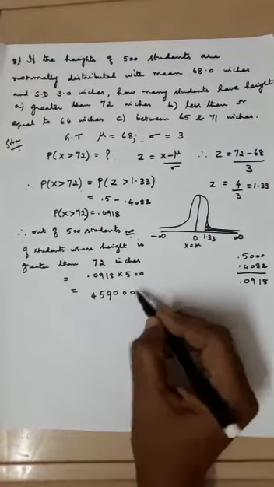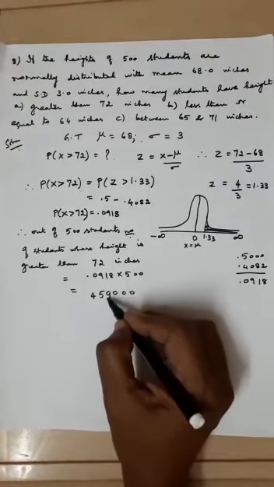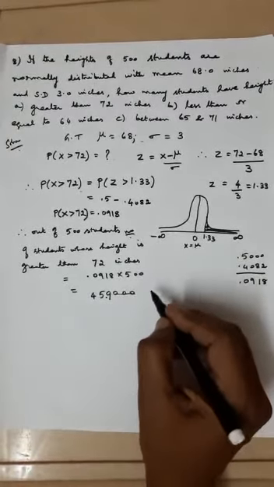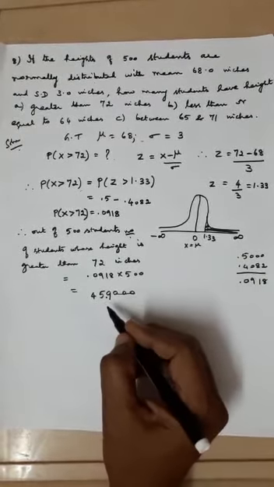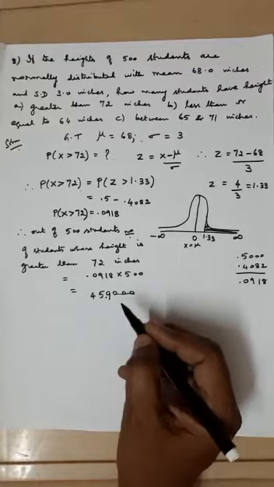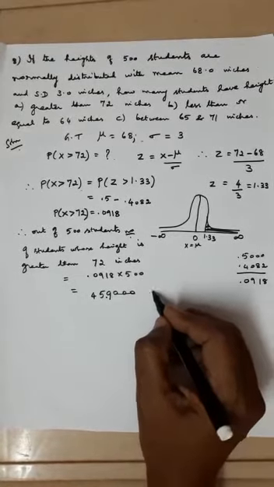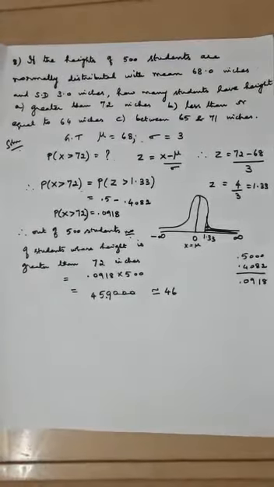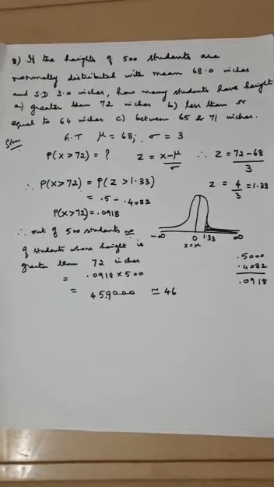And then 2 zeros. And how many decimal places? 1, 2, 3, 4 decimal places. Naturally, these 3 zeros will have no value. And it is equal to 45.9. But we are here referring to the number of students. Can you say there are 45.9 students in your class? No, it has to be rounded to the nearest integer. So it is 46.